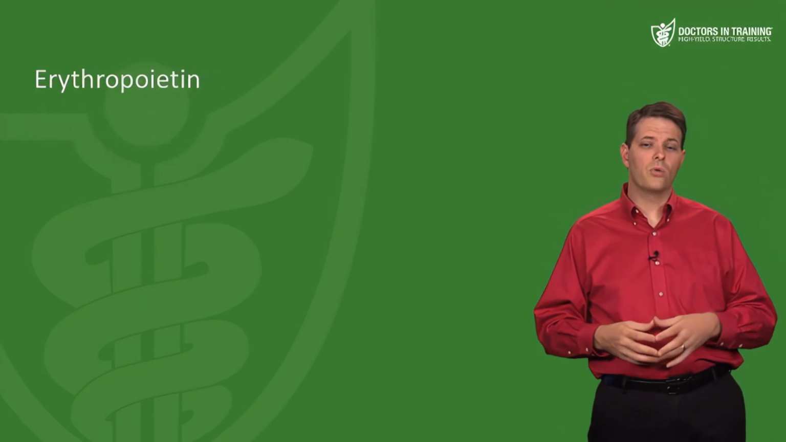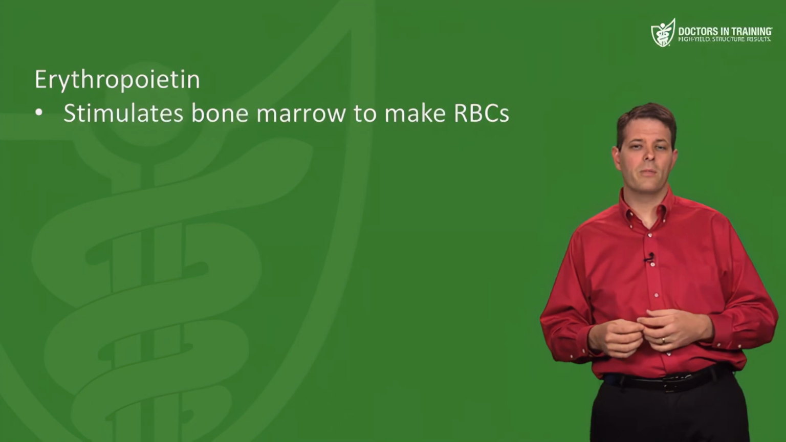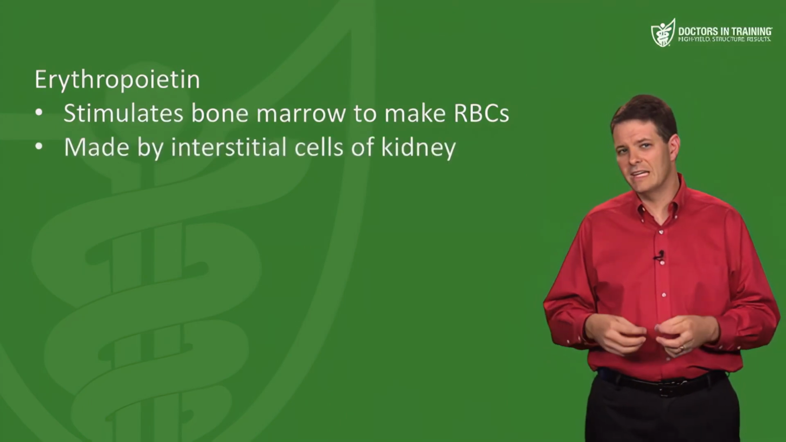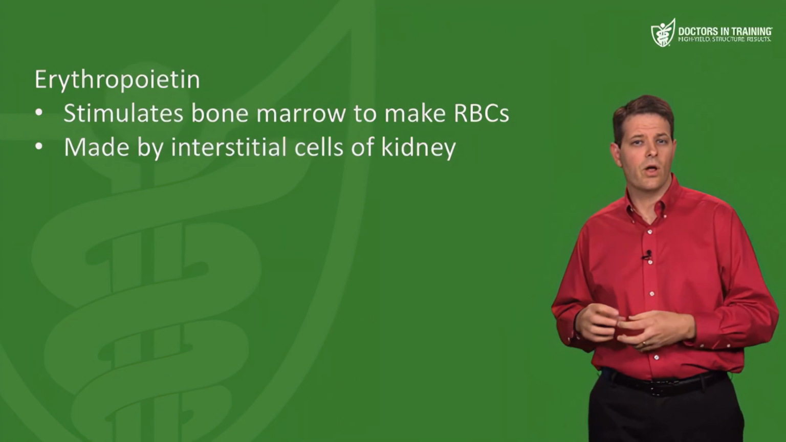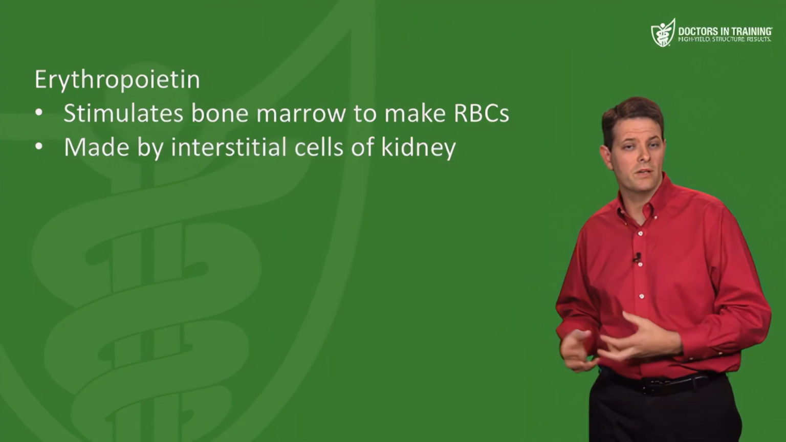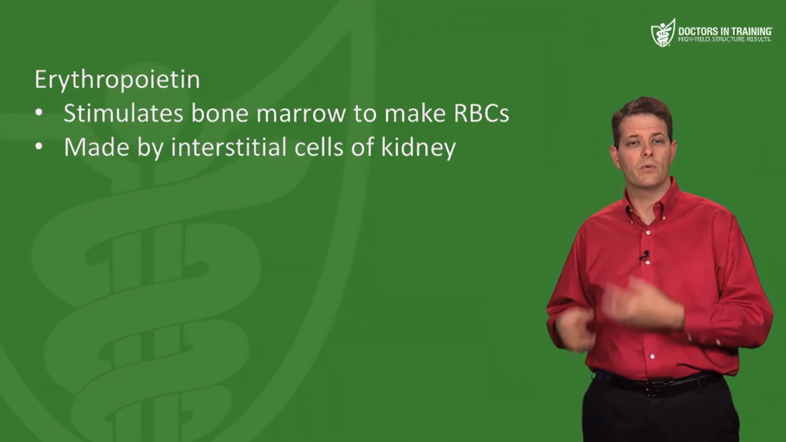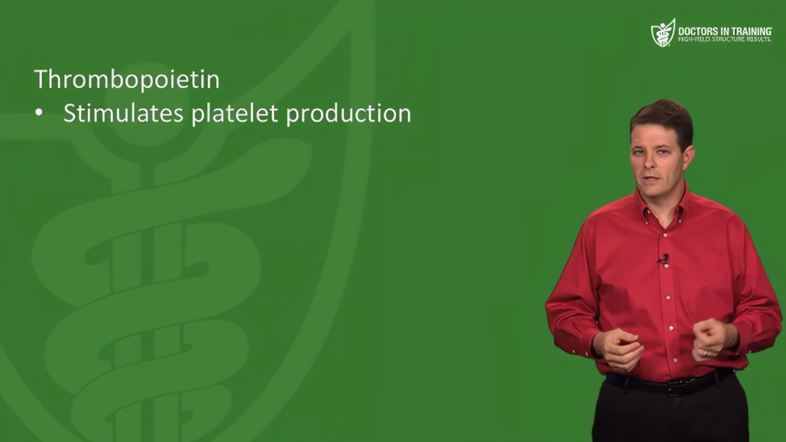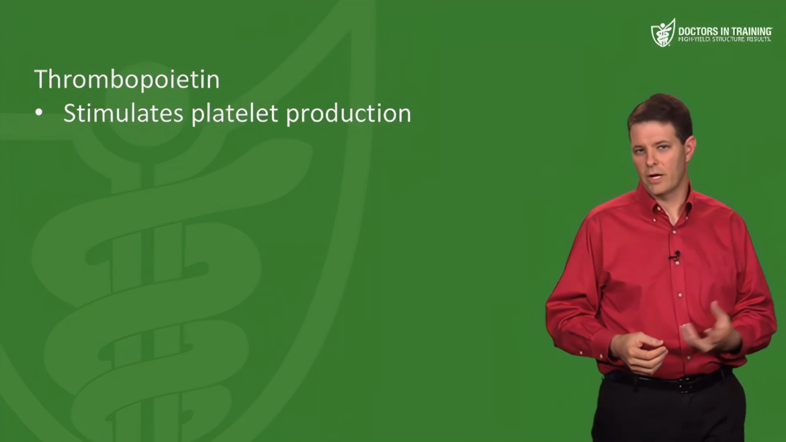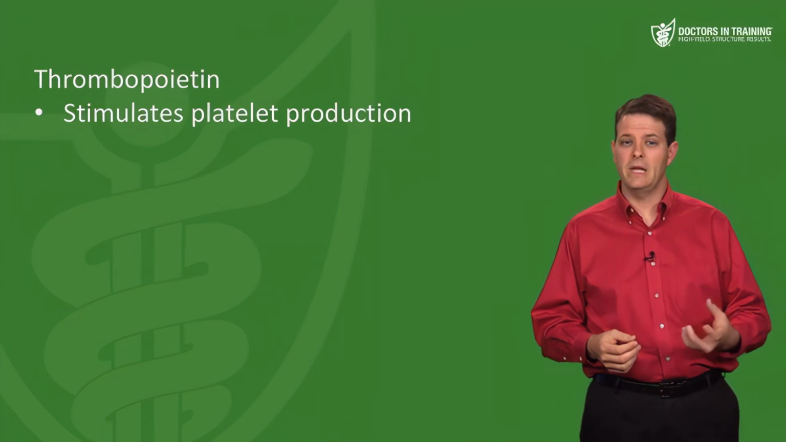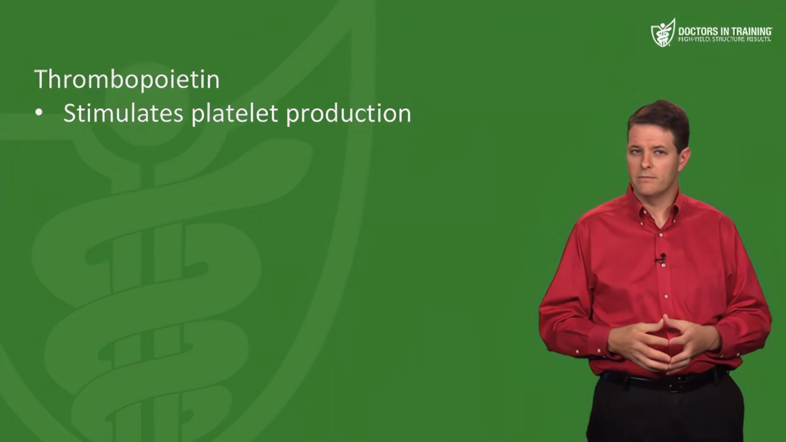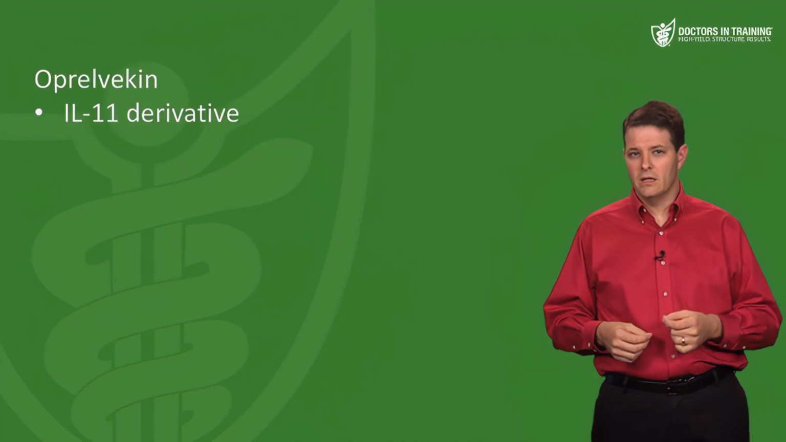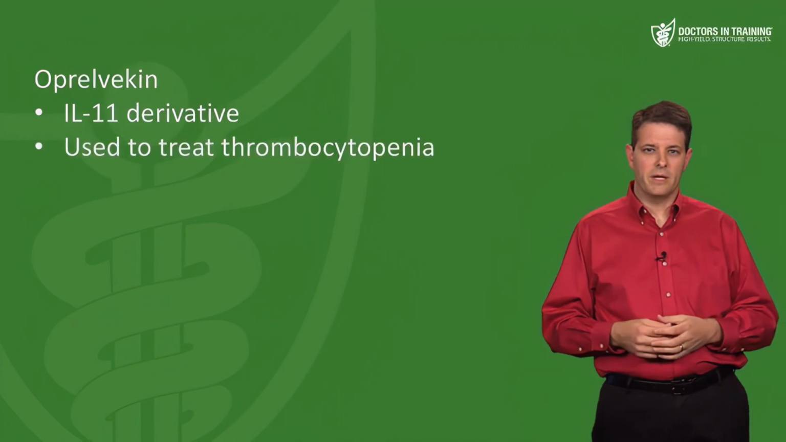There's also a hormone called erythropoietin that stimulates the bone marrow to make red cells. Now, erythropoietin is made by interstitial cells in the kidney. So patients with renal failure will often have anemia because of erythropoietin deficiency. So we can give recombinant erythropoietin to treat that. And there's a hormone called thrombopoietin that stimulates thrombocyte or platelet production. So patients with thrombocytopenia might benefit from thrombopoietin. And there's an IL-11 derivative called oprelvekin that's also used to treat thrombocytopenia.